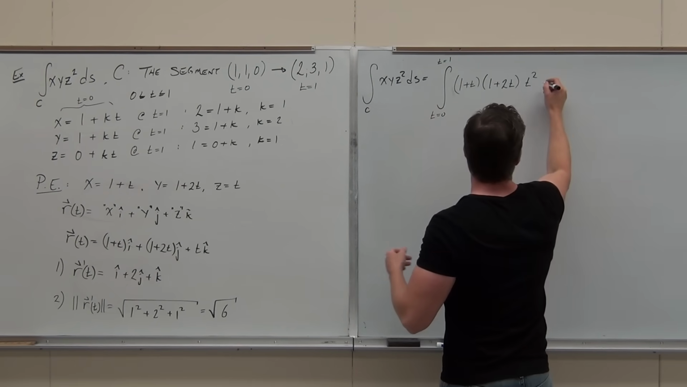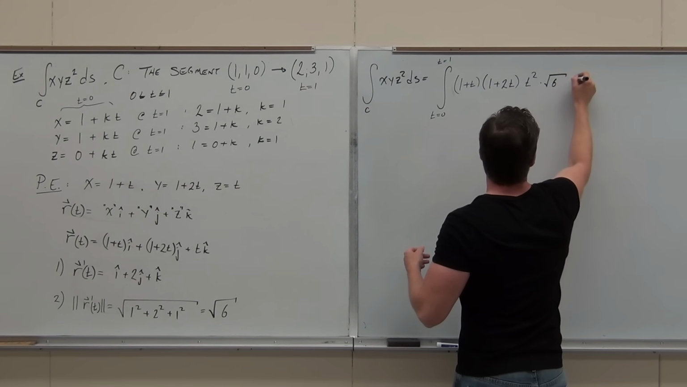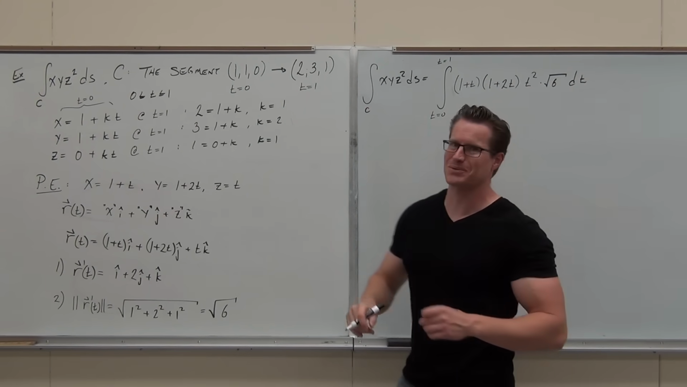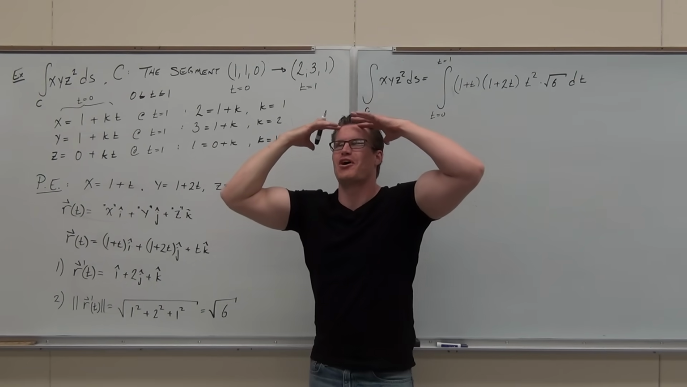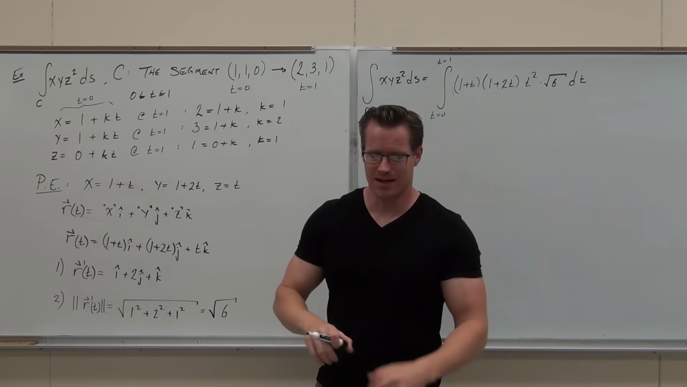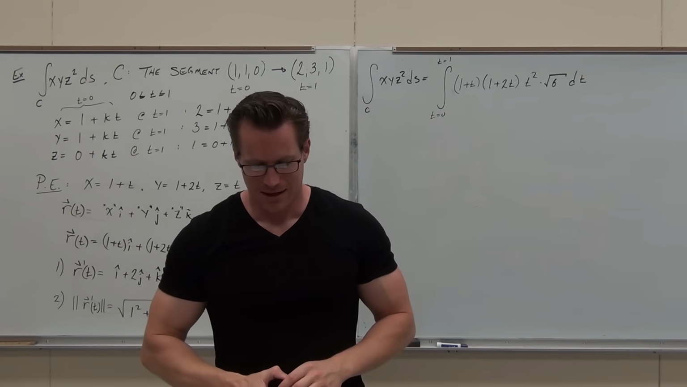Aha. Oh, that's right, yeah. Did you forget the root 6? Happens a lot. It's all the time. Just like the Jacobian, like, oh, I forgot the Jacobian. Gosh darn it. Yeah, it happens a lot.